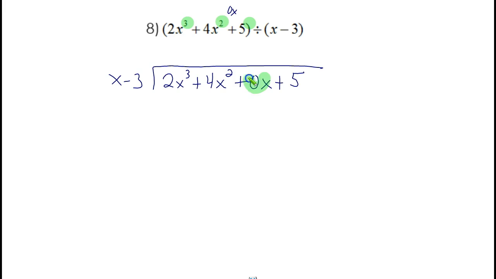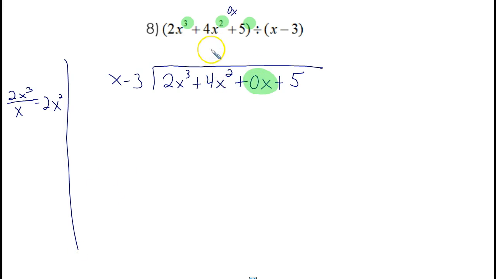So I'm bringing attention to the fact that this placeholder here is super important. You've got to do your countdown and make sure there's nothing missing, and if there is a term missing, you put in a 0 placeholder. All right, this is just a regular division problem now. So how many times does x divide into 2x to the third power? And that's 2x squared times.